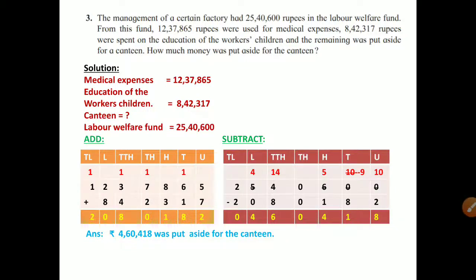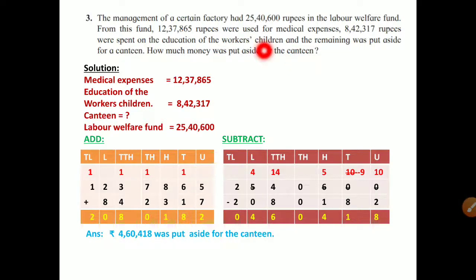Question number 3. The management of a certain factory had 25,40,600 rupees in the labor welfare fund. From this fund, 12,37,865 rupees were used for medical expense. 8,42,317 rupees were spent on the education of workers' children, and the remaining was put aside for a canteen. How much money was put aside for the canteen?